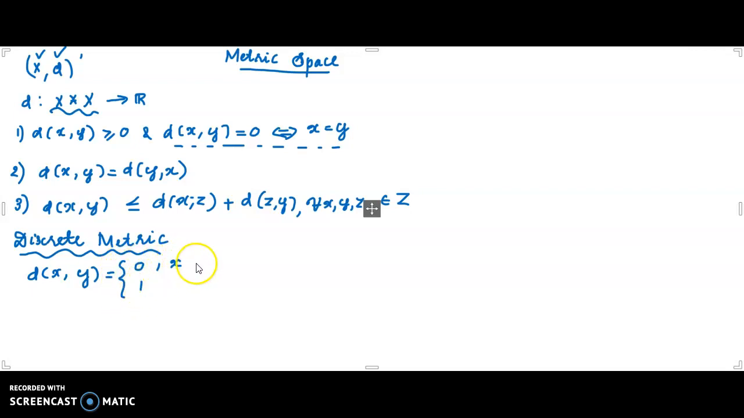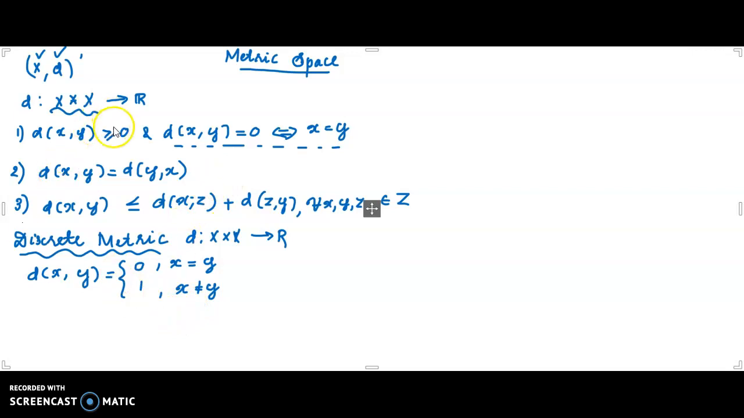0 whenever x equals y, and when x is not equal to y, in all those cases we take the value to be 1. This is called the discrete metric. What about the conditions? Only 0 and 1 are the values, so d(x, y) is greater than or equal to 0. X can be any set. We can write it as d from X cross X to R, defined by d(x, y) equal to 0 or 1, according as x equals y or x is not equal to y.